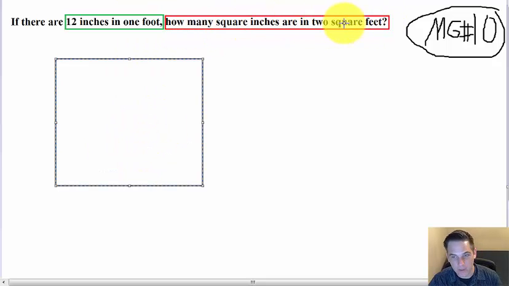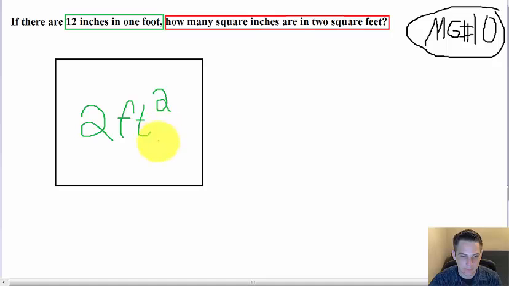Anytime you see square something, that means they're talking about area, not length. You can't have a length or width that's 2 square feet long. This is area only. So let's go ahead and label that. All right, and that's how you write 2 feet squared. If you take out this 2, then it'll look like 2 feet, which is a length and not an area. That's critical. So now we've got to figure out what the lengths are, because we're trying to figure out how many square inches this is.